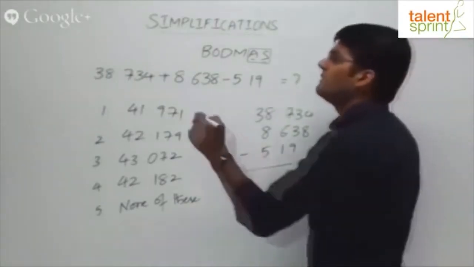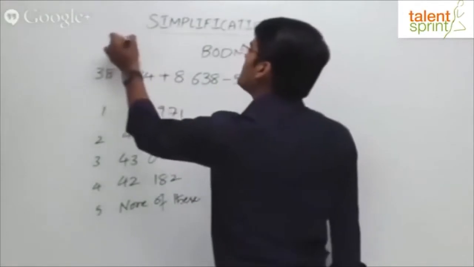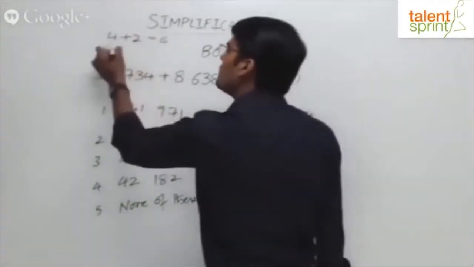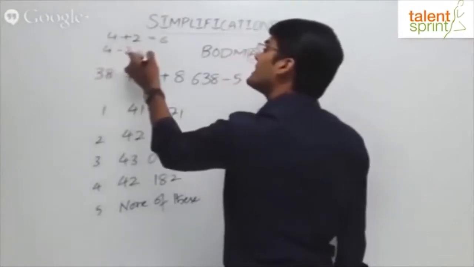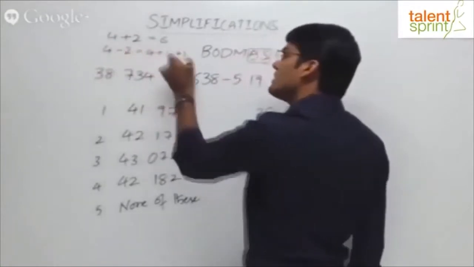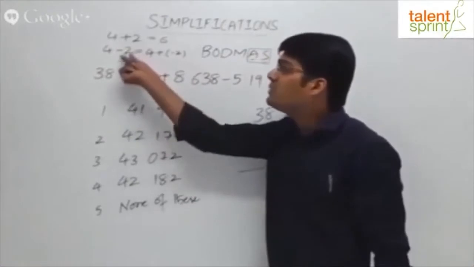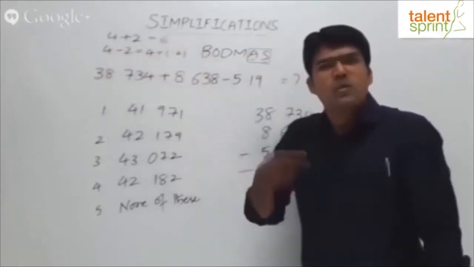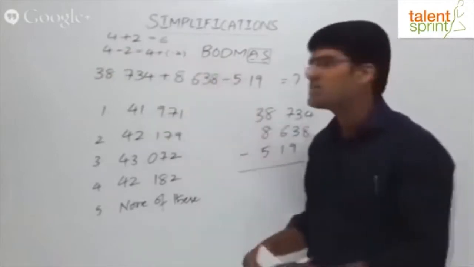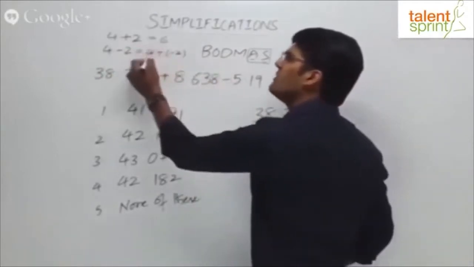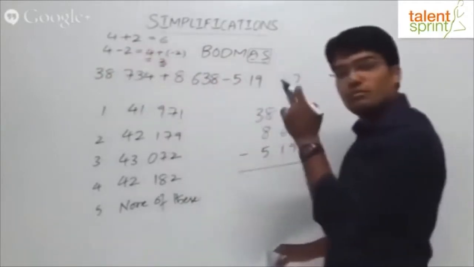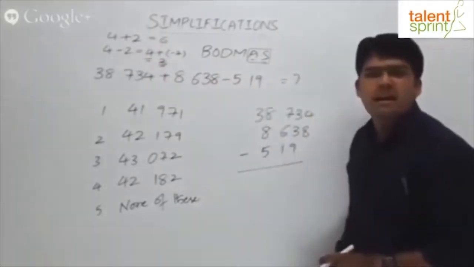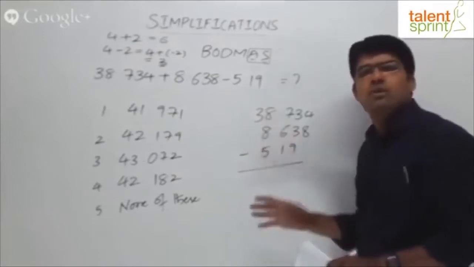For example, we say that 4 plus 2 is equal to 6. What is 4 minus 2? 4 minus 2 can also be taken as 4 plus of minus 2. Instead of saying that I'm subtracting 2 from 4, we can say that I'm adding minus 2 to 4. So in one way, subtraction is also a kind of addition. And 4 plus of minus 2 will be equal to what? 2. So, considering that point here, addition or subtraction doesn't really matter when you follow the BODMAS rule.